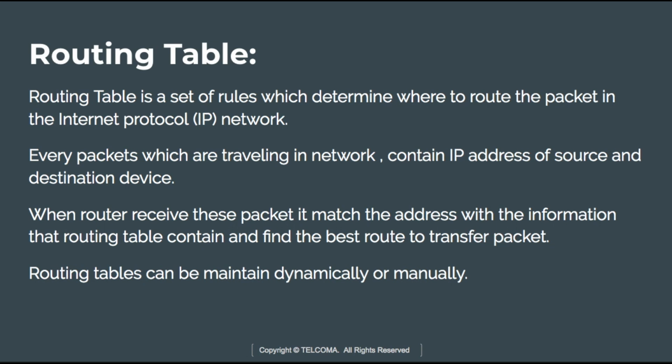Here the routing table is a set of rules which will determine where to route the packet in the internet protocol network. Every packet that is traveling in the network will contain the IP address of the source as well as the destination device. Whenever the router in the network receives this packet, it will match the address with the information it contains in its routing table, and as it matches the addresses contained in the packet, it will find the best route to transfer the packet in the network.